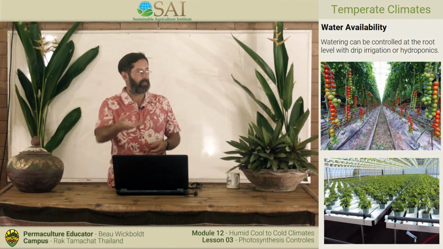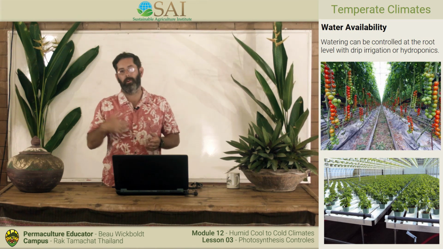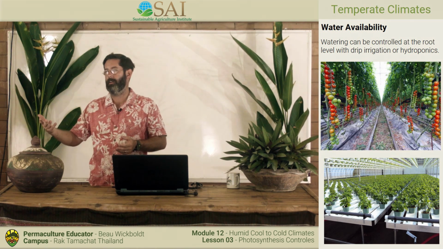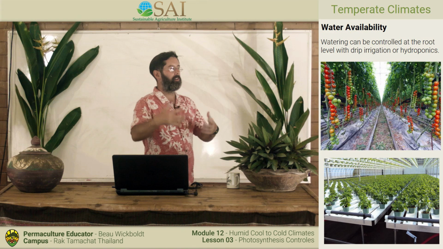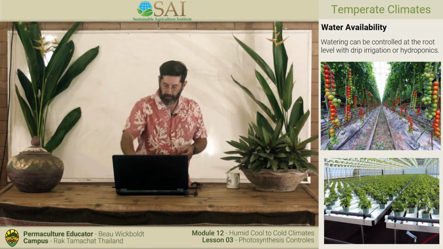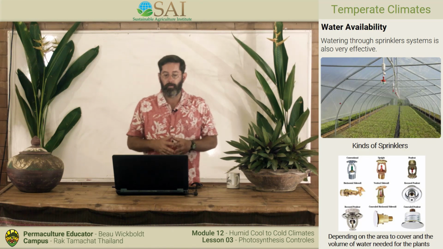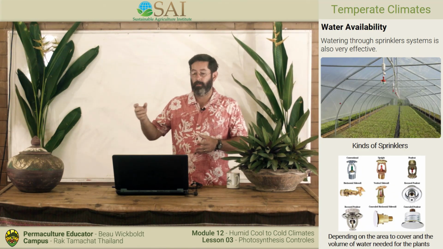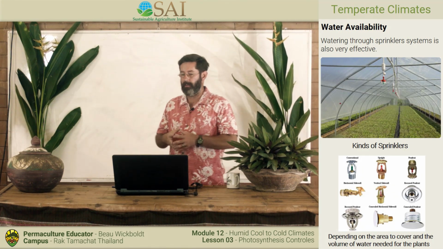A timer can come on, and my plant's watered at noon because I want to grow lettuce and it needs water constantly, right? And I don't want it to become bitter. So I can automate that watering process. So here we can see hydroponics or permaponics, any type of system that you would like. So water availability can be given through sprinkler systems. They're very effective in a greenhouse.